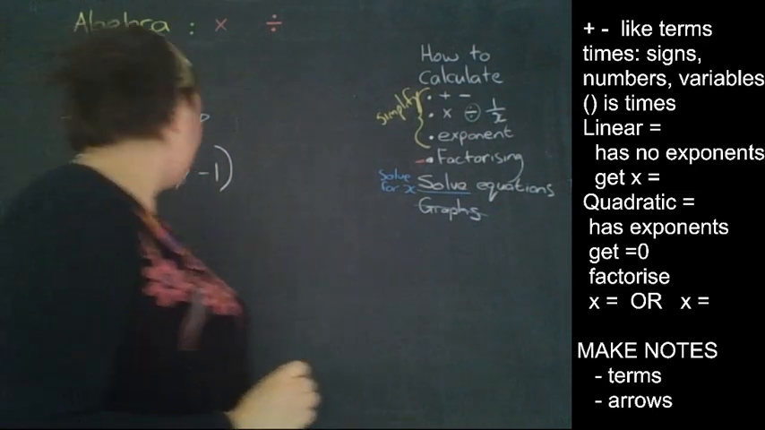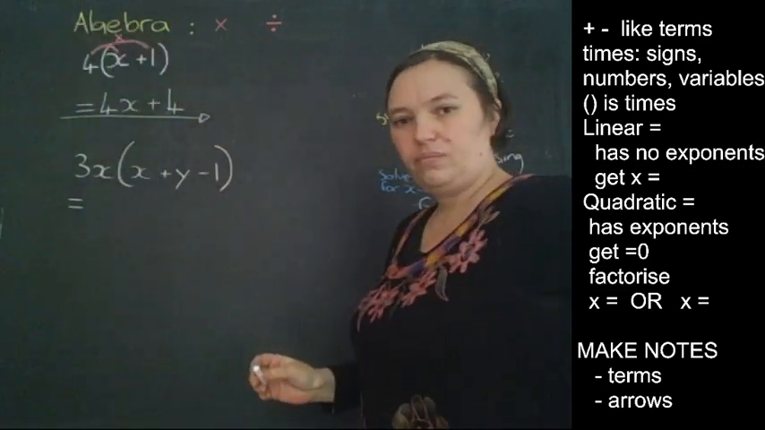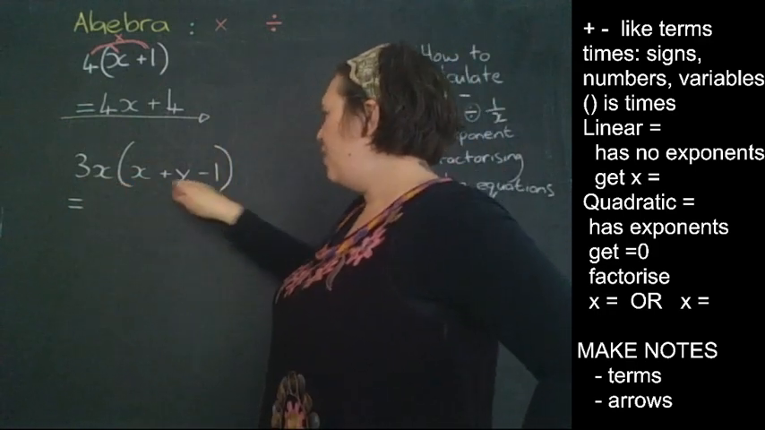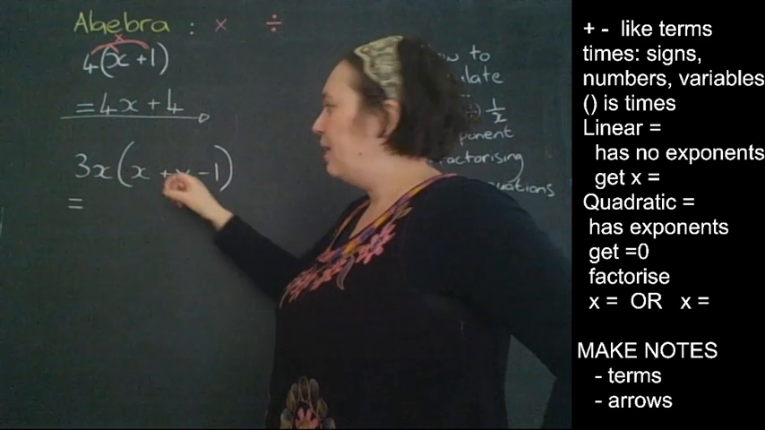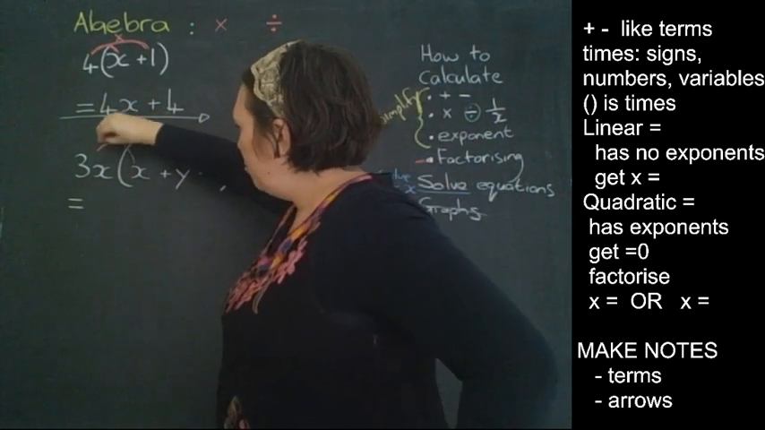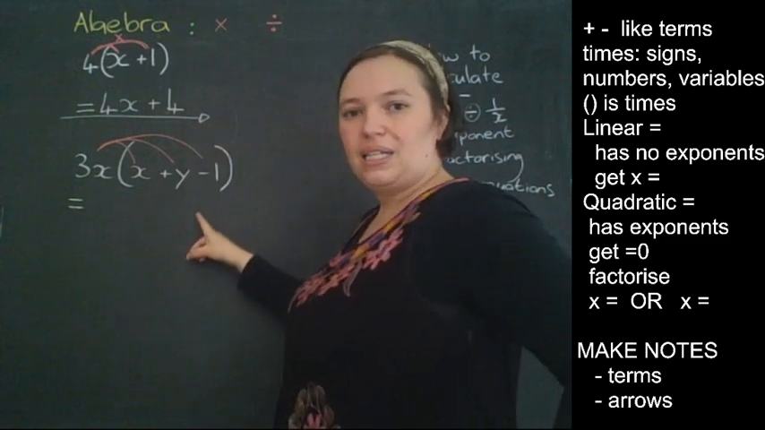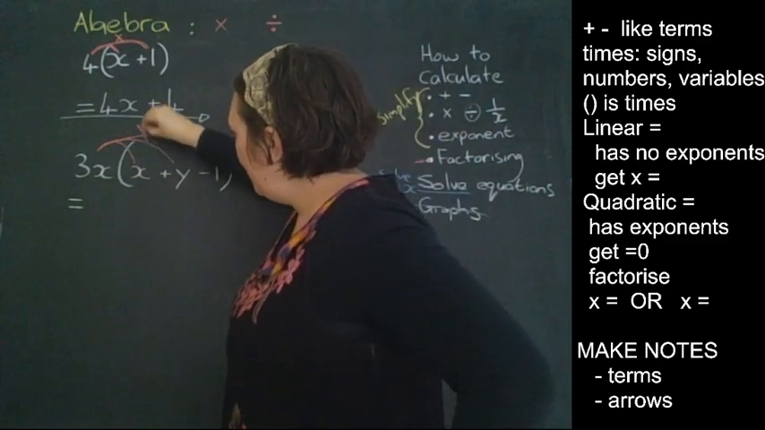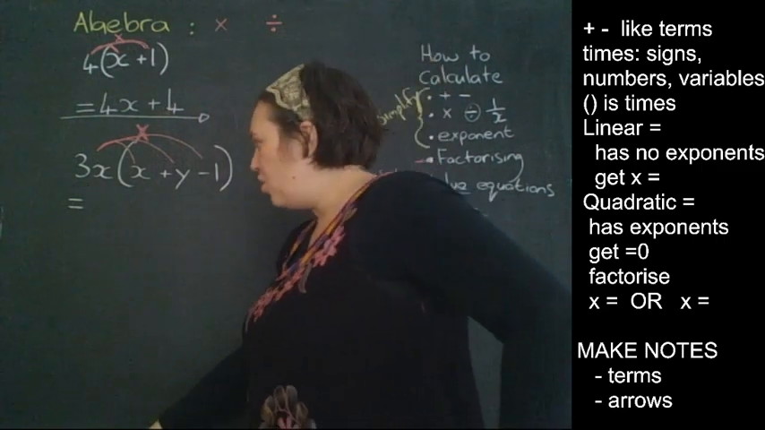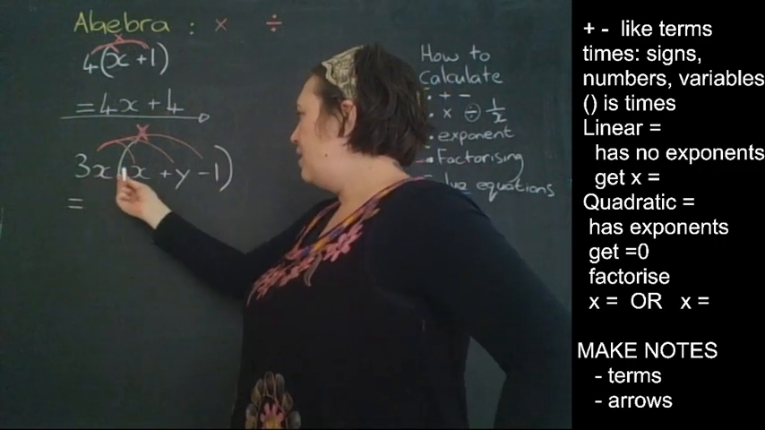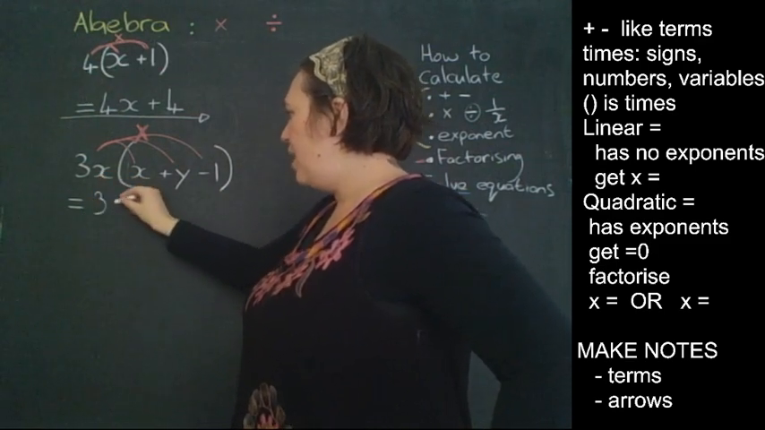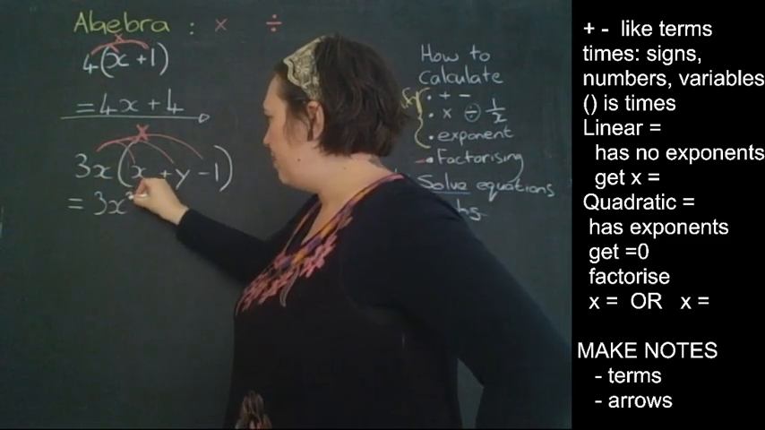Okay, so the question is simplify. So then we've got, there's nothing we can do inside the bracket. So we need to take this in and distribute it between everything in the bracket. And that would be a multiply times. So we've got 3 times 1 is 3. And x times x is x squared.